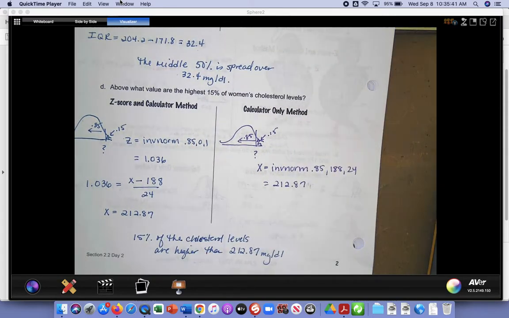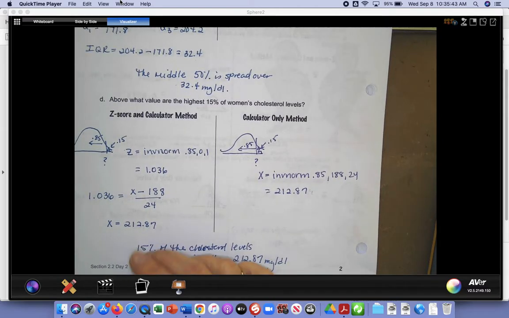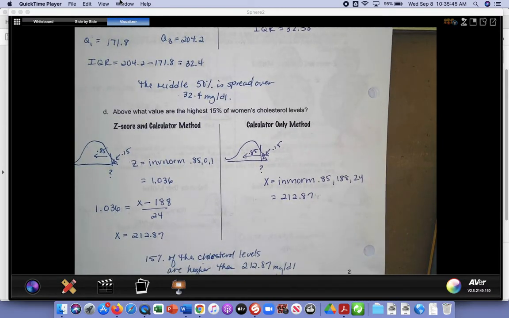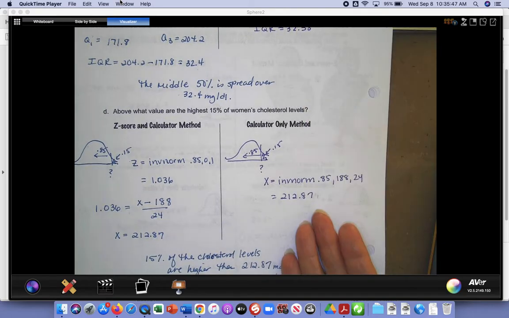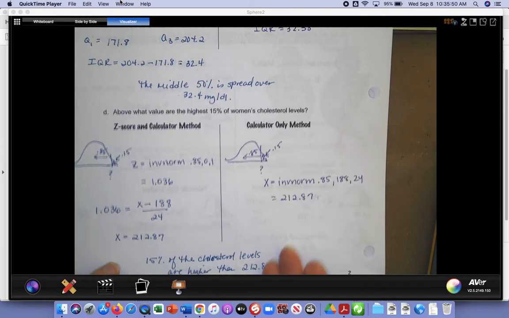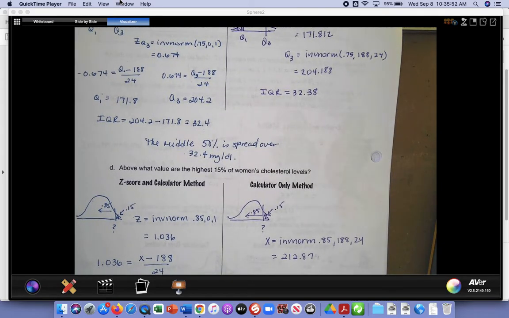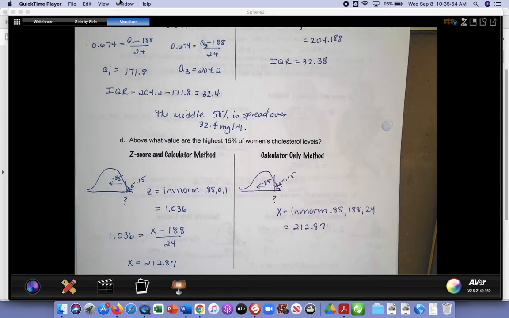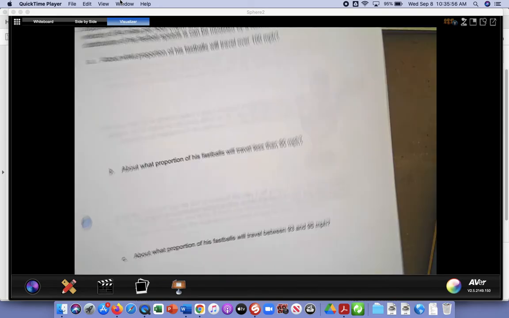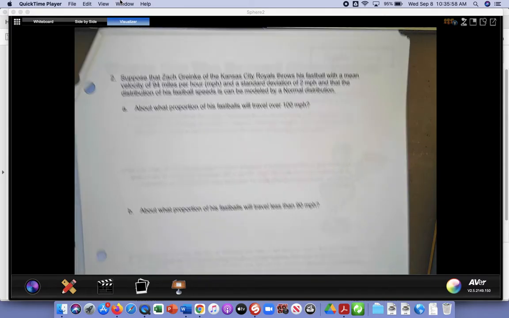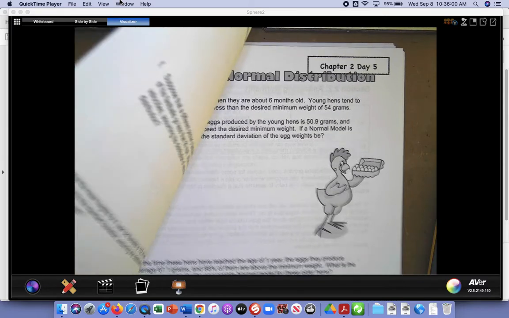So there will be times that you will have to use this method or have to use the charts. Like you'll still have to calculate a z-score, but for a lot of the problems you can just go straight to calculator only. Again, that z-score idea doesn't go away. We're going to see it again later on, but go ahead and finish these problems right here.